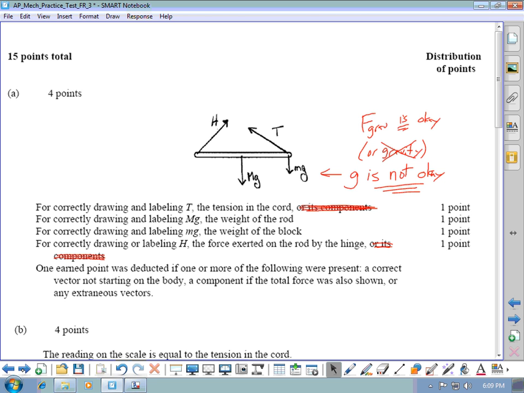And so it was a point for each of the forces, but they had to be correctly labeled, correctly drawn, starting at the correct location. And then one of those earned points was deducted if one or more of the following was present: if there was a correct vector that was not starting on the object, or if the component of the total force was also shown. So if you drew what the net force was also, or if you drew some other extra vector. Any vectors besides those four would result in a 1-point deduction from however many points you earned.